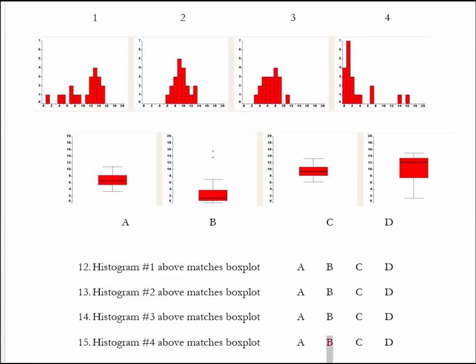And then the next thing I notice is I have one that has a long tail to the left. If there were outliers, I would pick this one too, but certainly with that long tail to the left, that's number 1. So 1 is D.